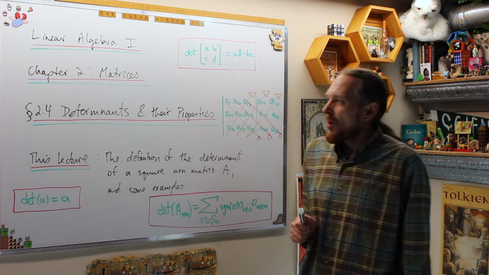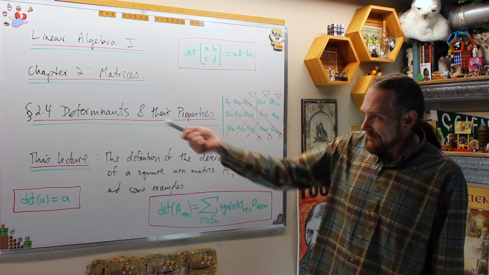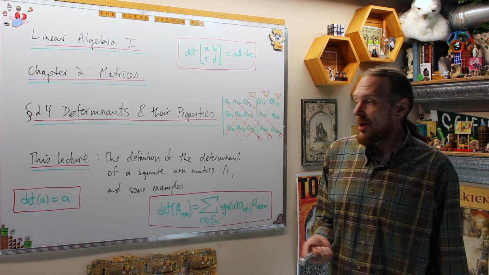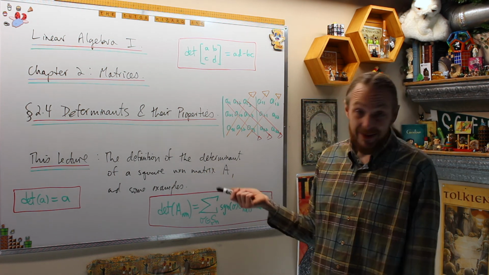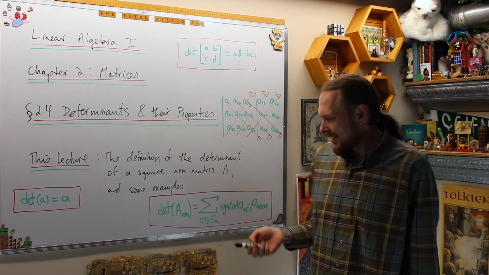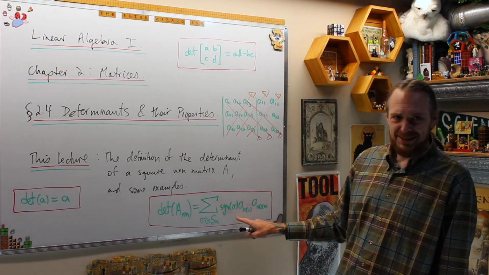We're doing Linear Algebra 1. This is Chapter 2, Matrices. Section 2.4 is going to be determinants and their properties. This lecture, specifically, what we're going to do is the definition of the determinant of a square n by n matrix and some examples. This is technically the definition.